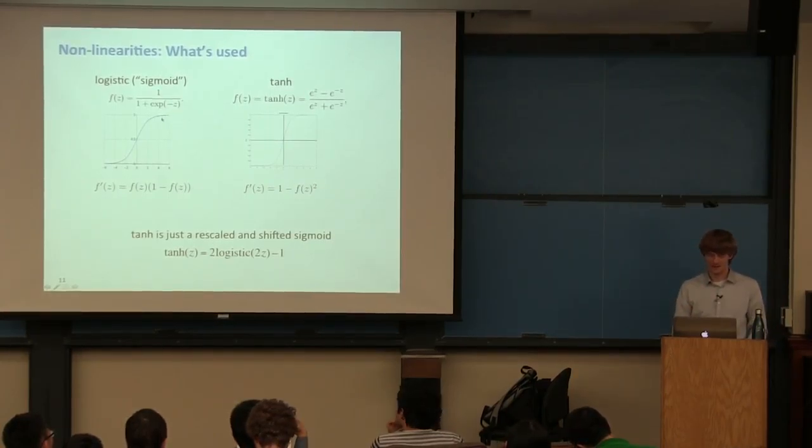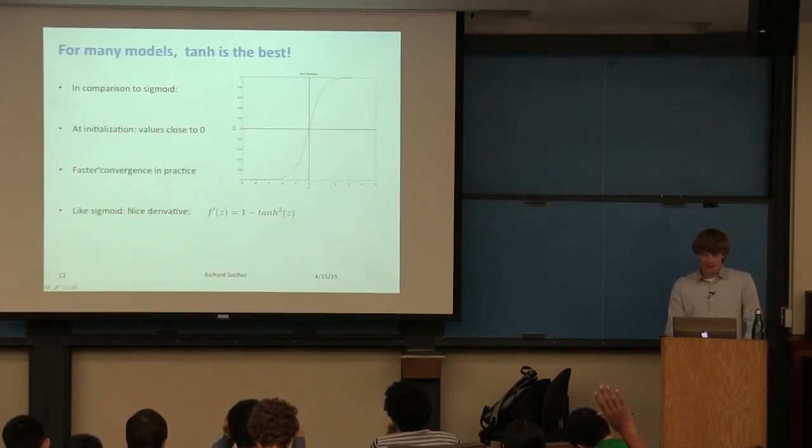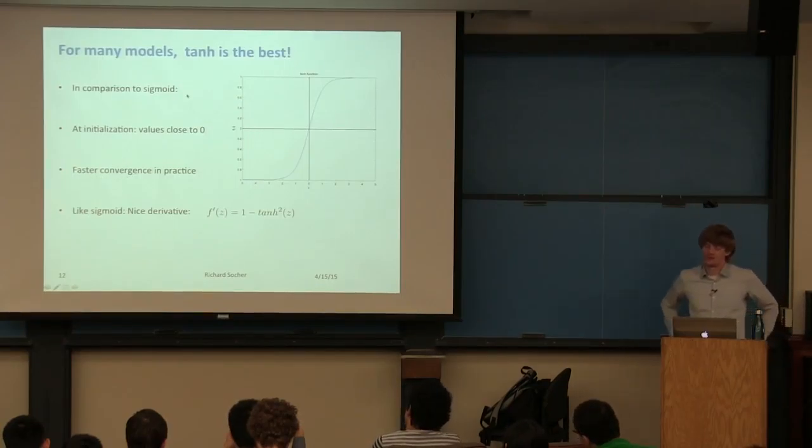But basically, a unit is called saturated if its input is very large, such that you end up in the very flat regime of your nonlinearity. Tanh, in practice, just gives faster convergence than the sigmoid. And again, it also has a nice derivative.